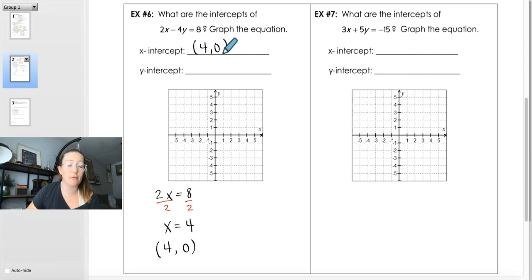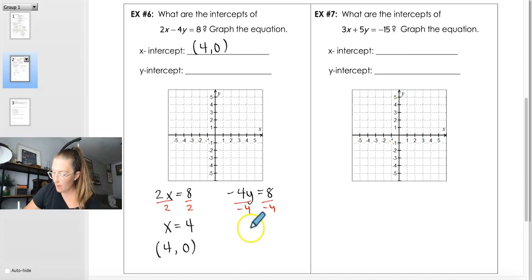Okay, so now if you want to find the y-intercept, you need to cover up the x, because we don't want the x, we're looking for the y. So if I cover up the x, I'm covering up a 2x, so I'll be left with negative 4y equals 8. Solve this, divide by a negative 4, divide by a negative 4. So now I get y equals negative 2. Again, this is a point, so this is when x is 0, y is negative 2.